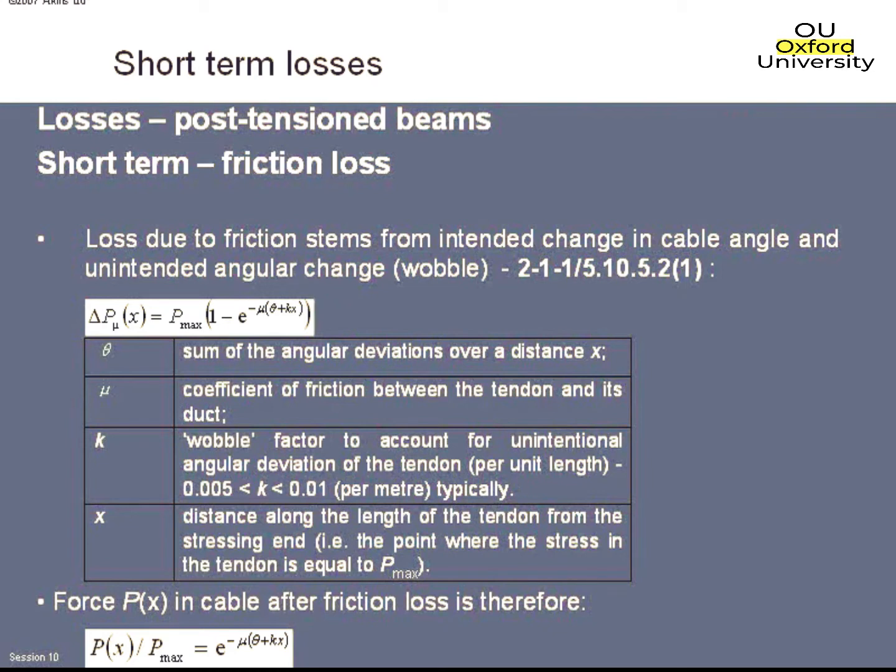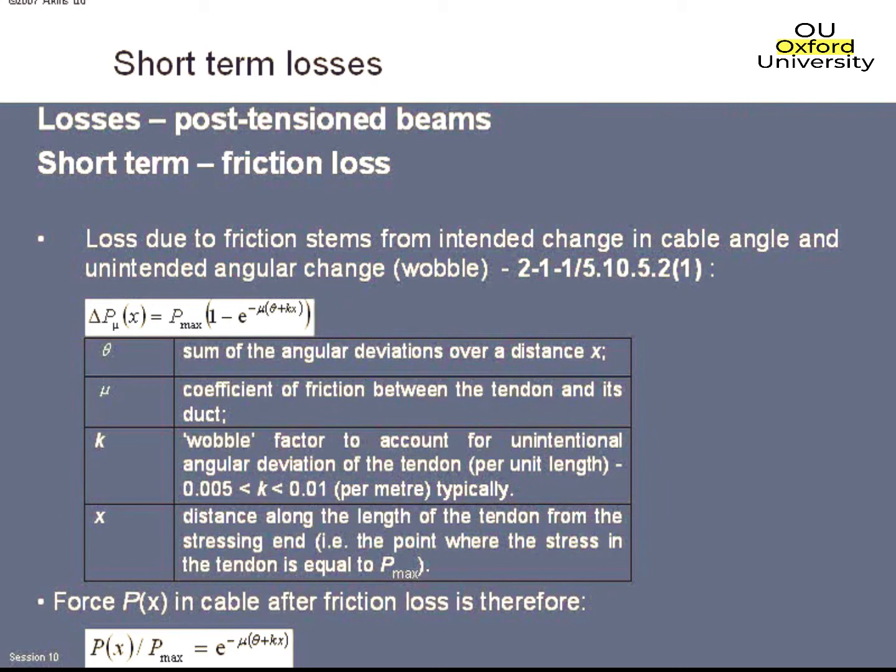Another way of presenting that expression, which I find easier to get my head around in terms of what the forces look like, is just to say that the force at any position along the cable, P of x, divided by the initial force that we started with, is equal to e to the minus mu theta plus kx. And one of the advantages of writing it like that is that the minus mu theta plus kx is a small number.